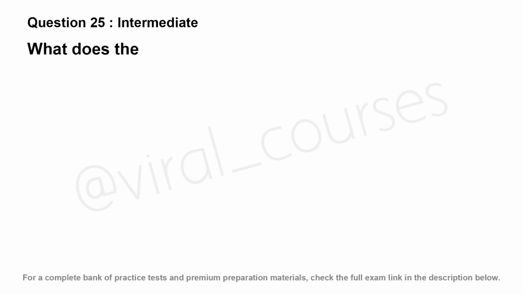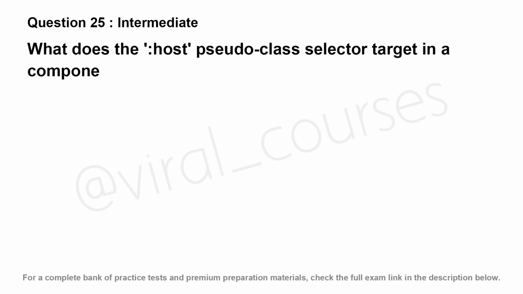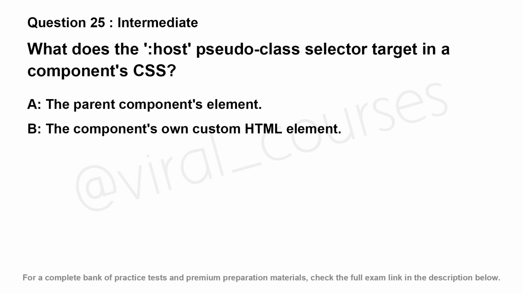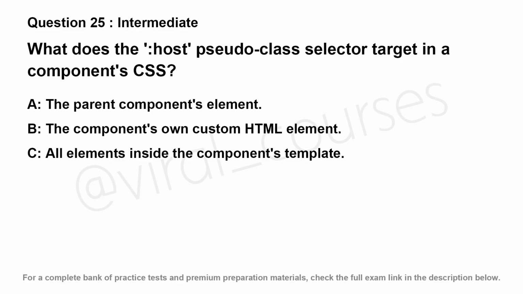What does the host pseudo-class selector target in a component's CSS? Option A. The parent component's element. Option B. The component's own custom HTML element. Option C. All elements inside the component's template. Option D. The body element of the HTML page.